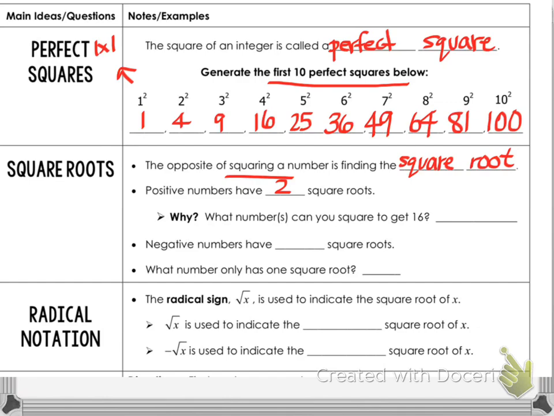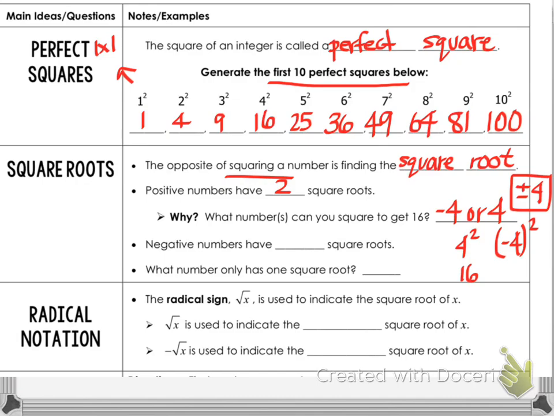Let's think about it. We can do 4 squared, which is 4 times 4, to get 16. But we can also do negative 4 squared, meaning negative 4 times negative 4. A negative times a negative is a positive. So again, we get 2 answers. The answer would be negative 4 or 4. Sometimes you may see it written out as plus or minus 4. That shows positive 4 and negative 4.